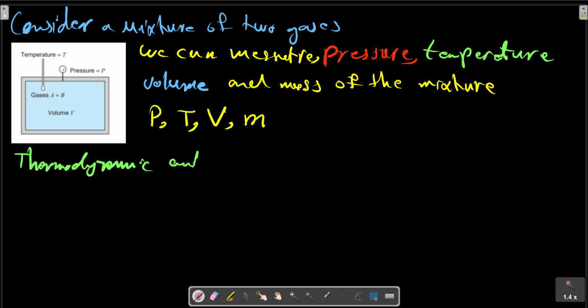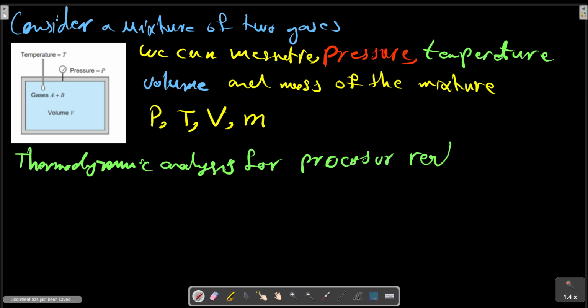What type of thermodynamics data would be used in performing such an analysis? One possibility would be to have tables of thermodynamic properties of mixtures.